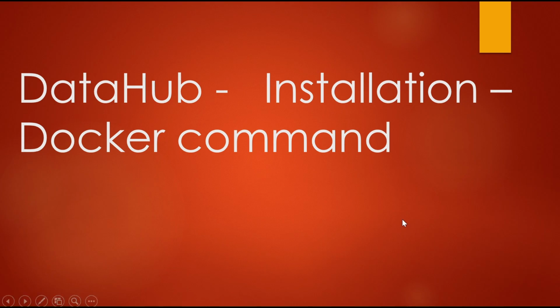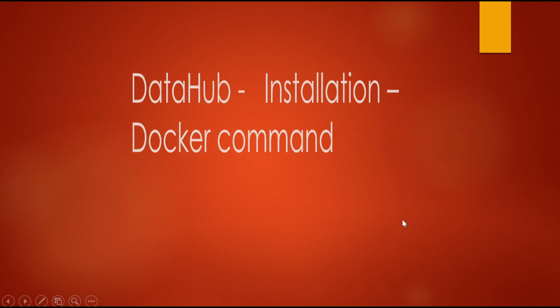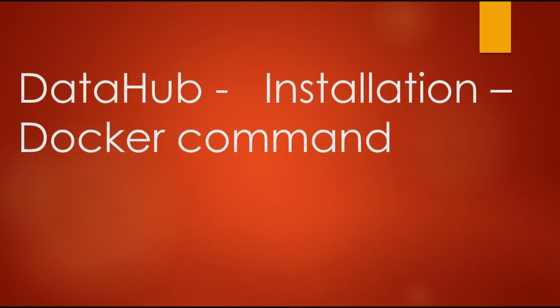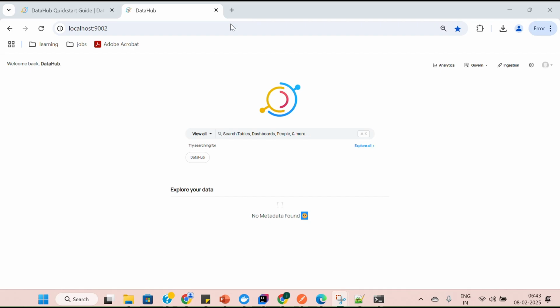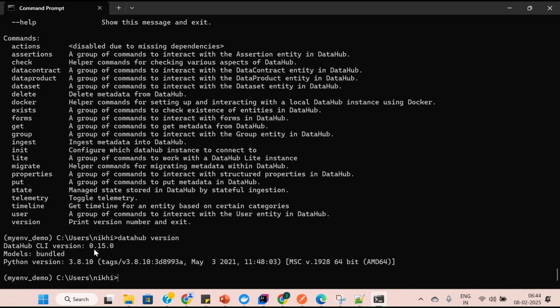So in this video, we will be changing this. We will create a custom Docker compose and execute it, which removes the issue. Here the version is 1.0.0 RC1, a release candidate. It's not even a stable version, release candidate only. And here we have DataHub 0.5.0.